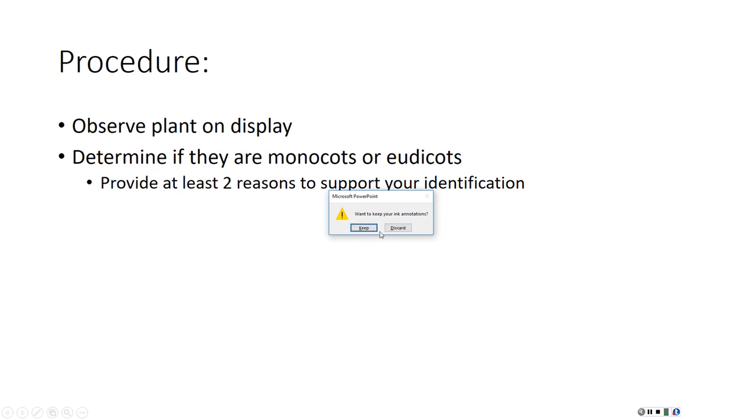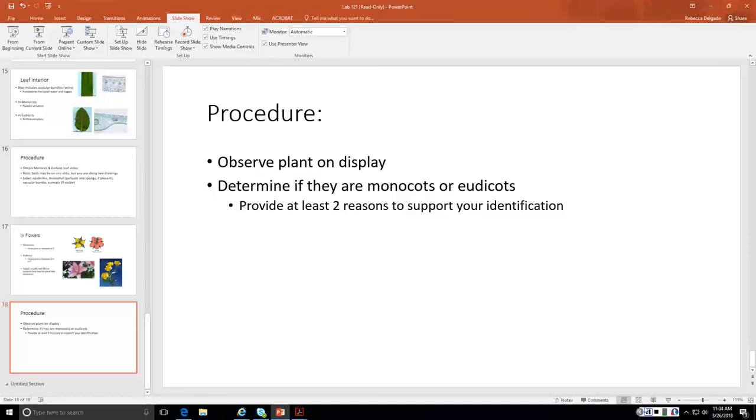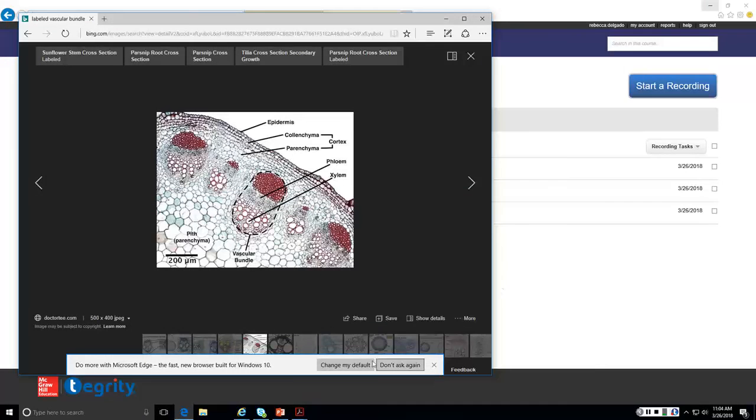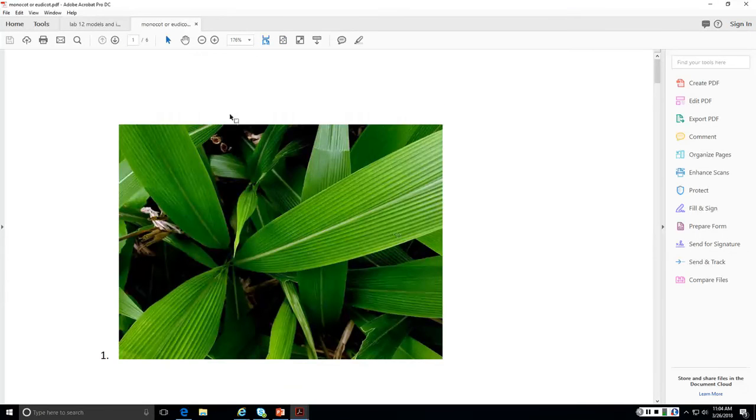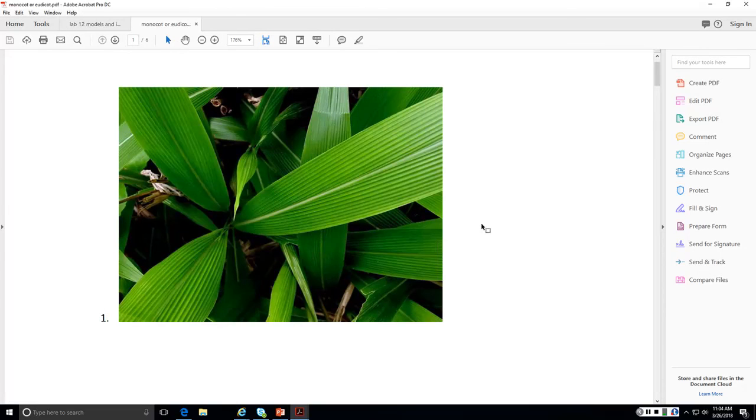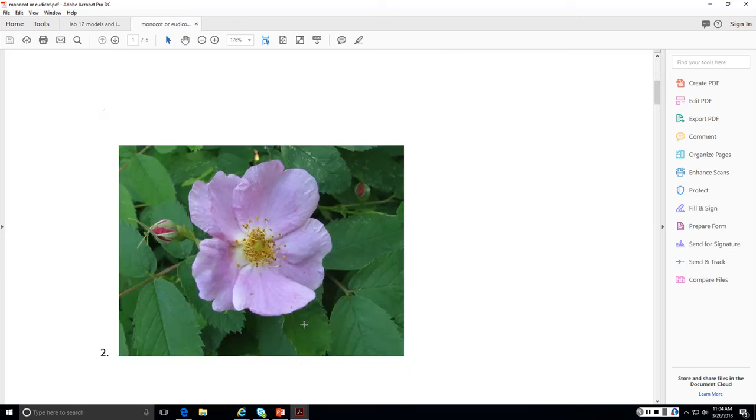Now obviously, we're not in lab, so instead, let's see if I can figure out where I put it. I have images again. So for example, number 1, this is a monocot. And I would be able to tell you it's a monocot because it's got parallel venation. In this case, because all I'm showing you is the leaf, you can't tell me anything else. So you're just going to write number 1, monocot, parallel venation in parentheses.